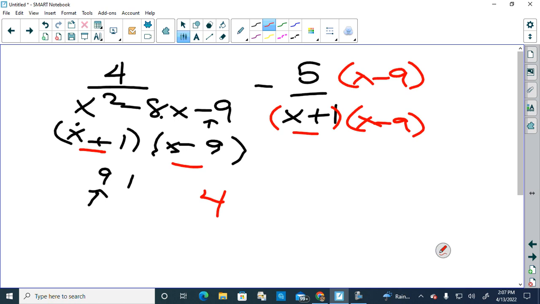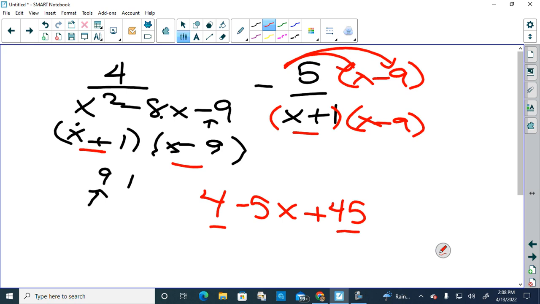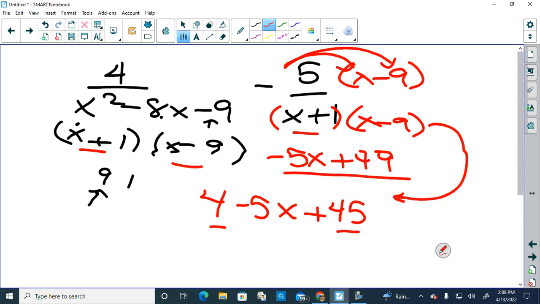So I need to distribute this negative 5 to both of those. A negative 5 times x would be a negative 5x. And negative 5 times a negative 9 would be a positive 45. So my two like terms would be 4 and 45. So it's negative 5x plus 49 over my common denominator, which I just write down, the x plus 1.